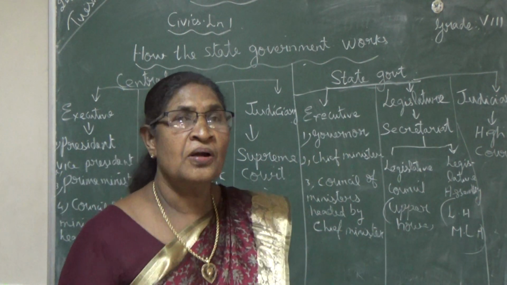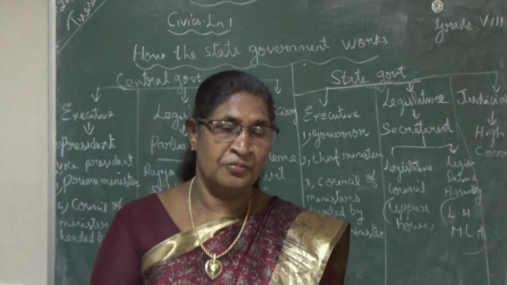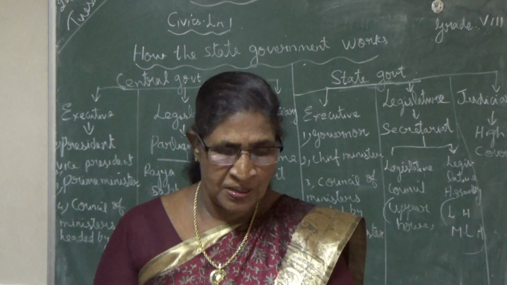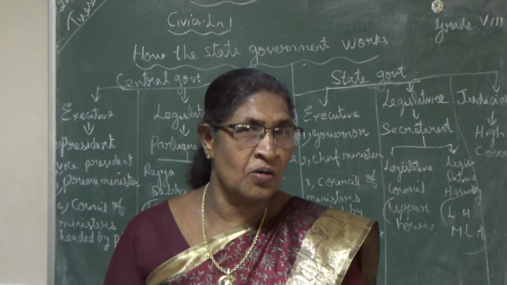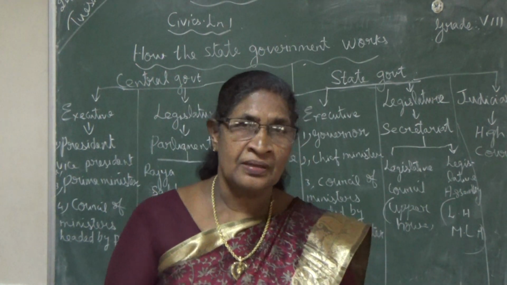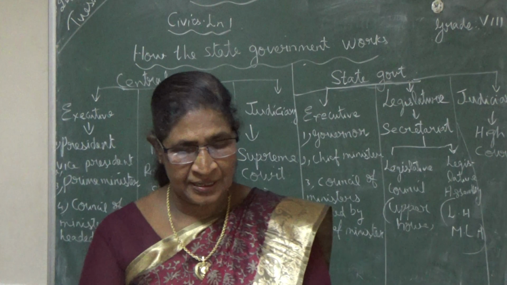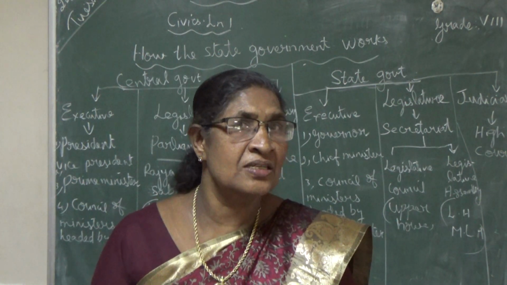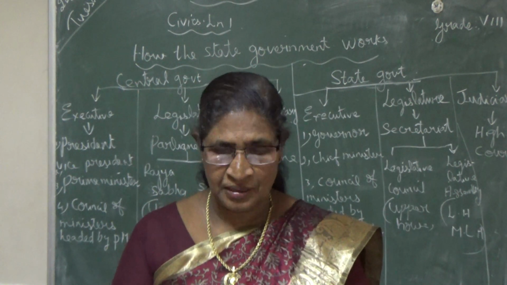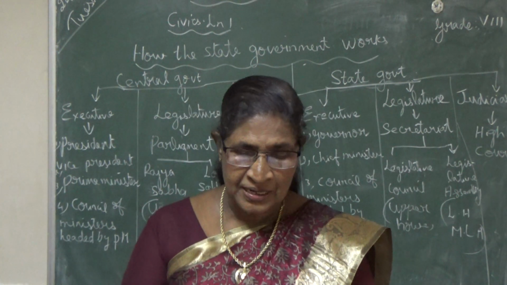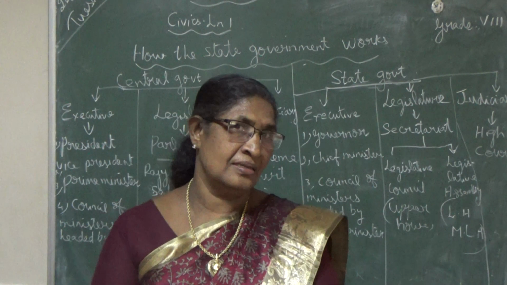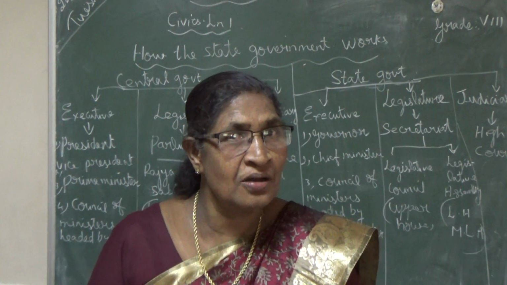Now, what are the qualifications of a governor? If many people want to become a governor, what qualifications do they need? If they want to be a governor, first he must be a citizen of India. The governor must be a citizen of India. He should have completed 35 years of age. How much? 35 years of age.